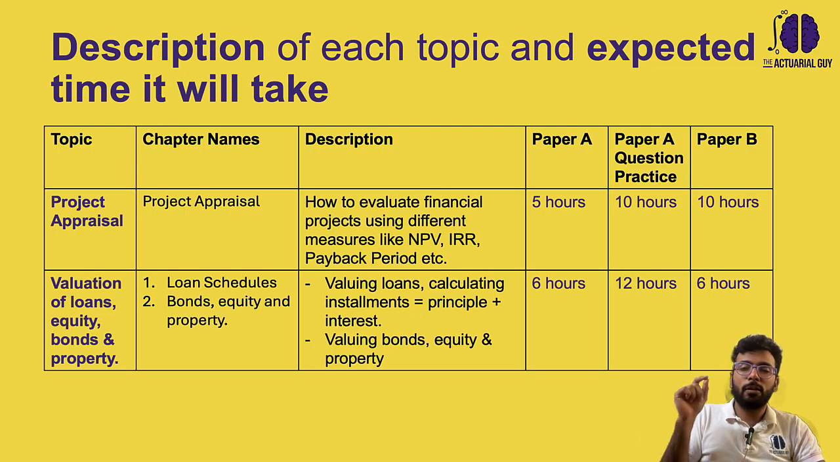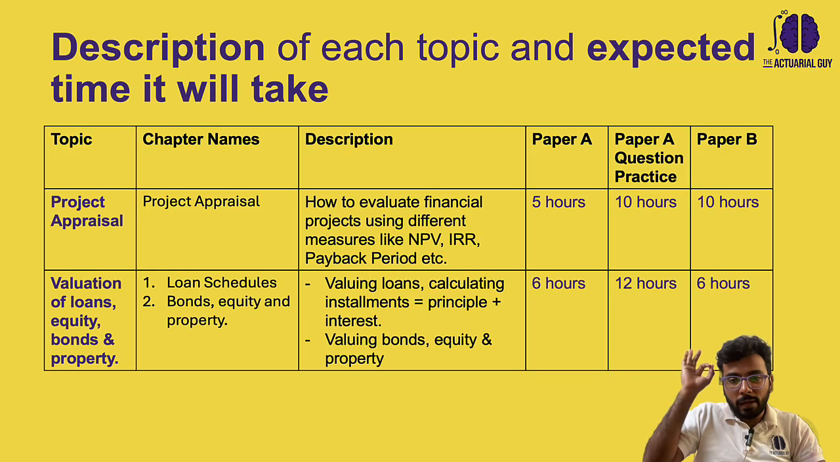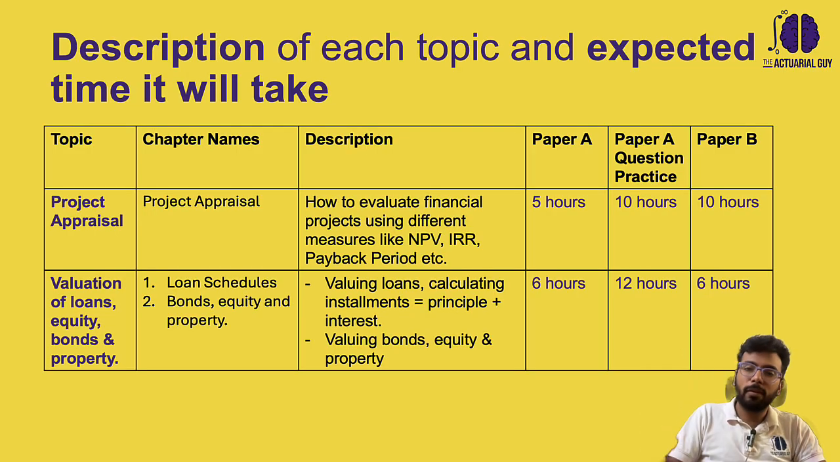Paper A again will not take a lot of time, can be done in 6 hours. It requires a lot of practice, so give 12 hours to practicing questions, especially questions related to bonds take some time. So 4, 5, 6 hours you should give to bonds itself, right? And loans will also take effort, right? Equity and property are relatively simple, are not asked a lot, right?